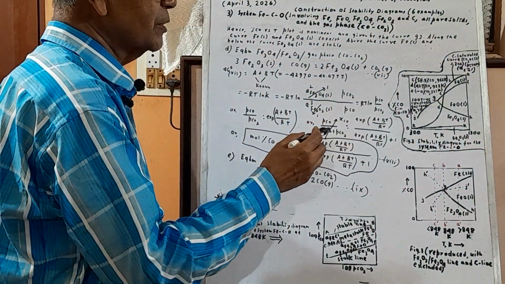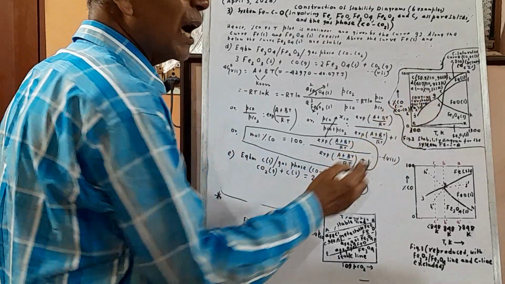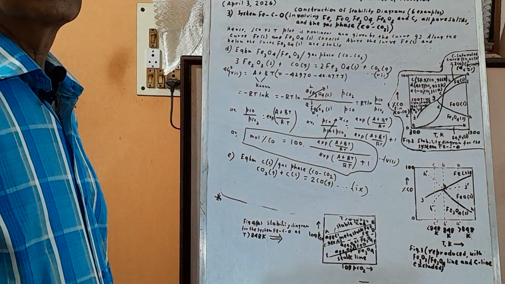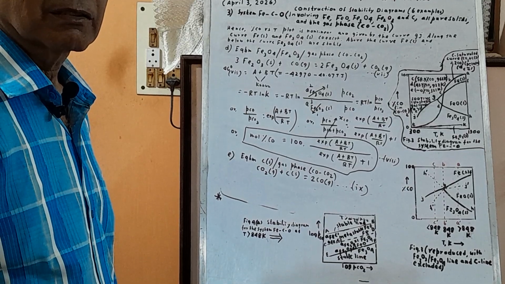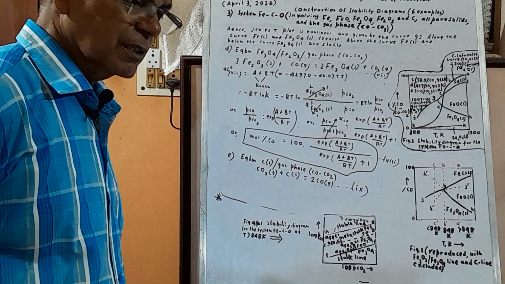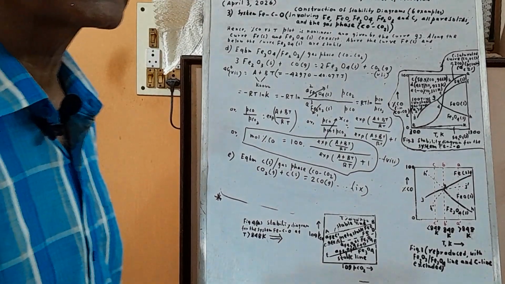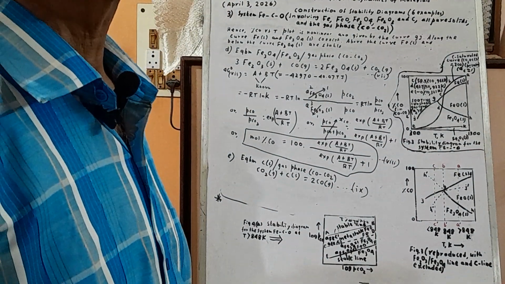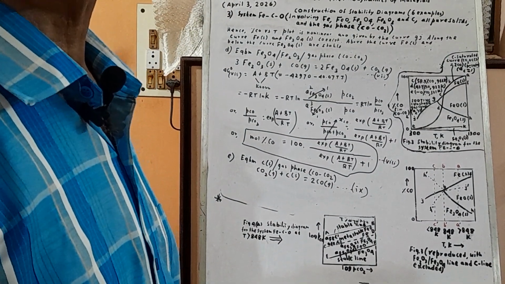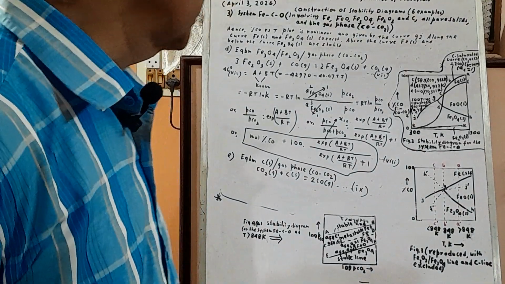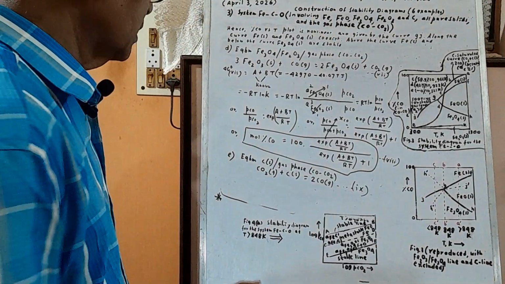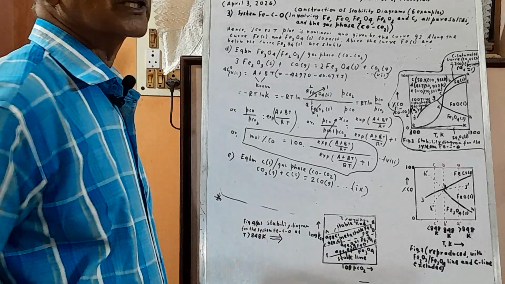AB, that is actually ABCD. Some books or some people call it the Boudouard curve. Some say solution loss reaction, such names. But you should specify the reaction: CO2 plus C gives 2CO.